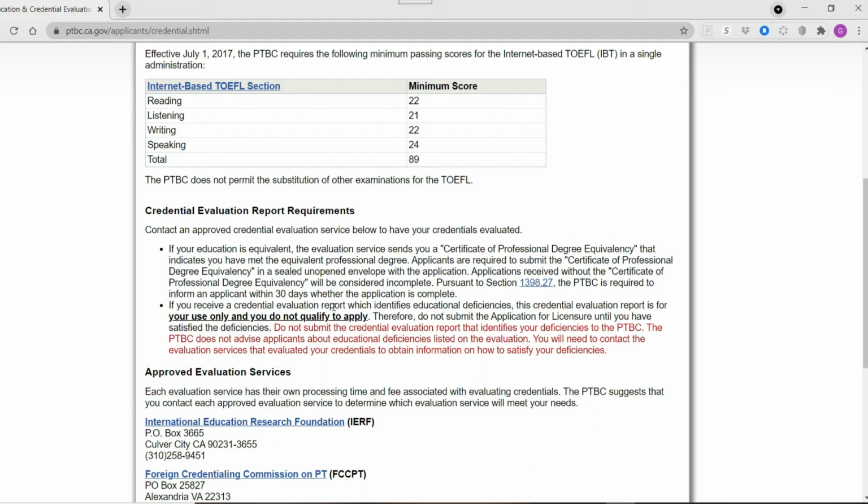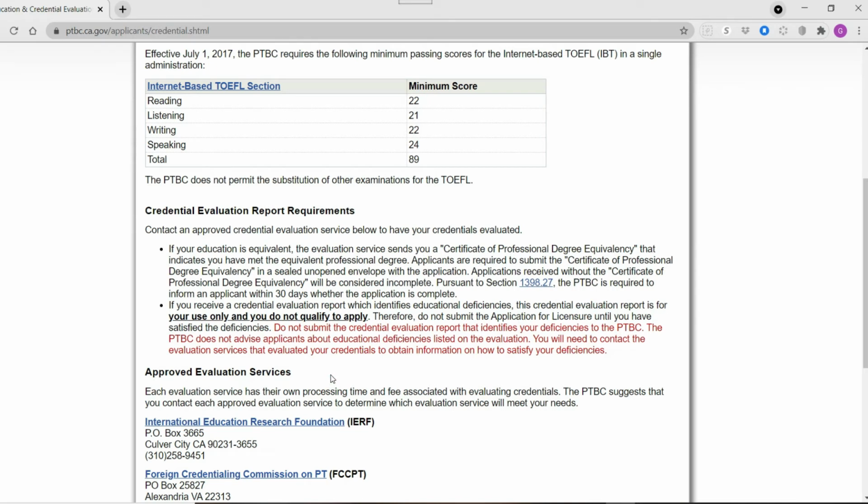If you receive a credential evaluation report which identifies educational deficiencies, this credential evaluation report is for your use only and does not qualify you to apply. Therefore, do not submit application for licensure until you have satisfied the deficiencies. This is very important. Do not submit the application for licensure until you have satisfied the deficiencies. So if, for example, FCCPT told you that you have deficient subjects, you cannot start your application to California.